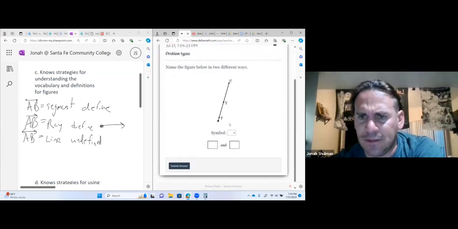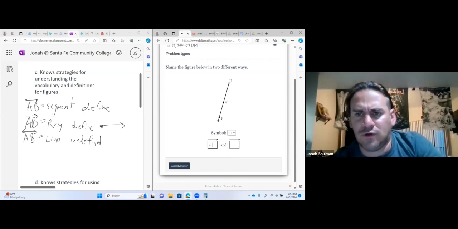Here's a ray. So the symbol. Here we go. So we could name it from U to I, but U always has to be first because that's the endpoint. So we can call it UI or we can call it UF. You can't go the other way. You always have to start at the endpoint.